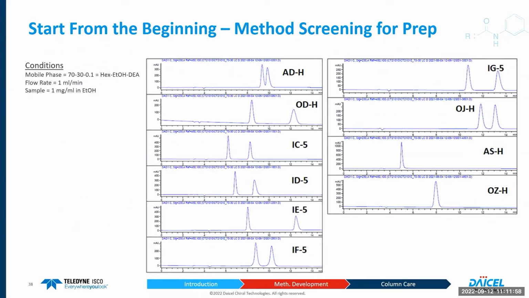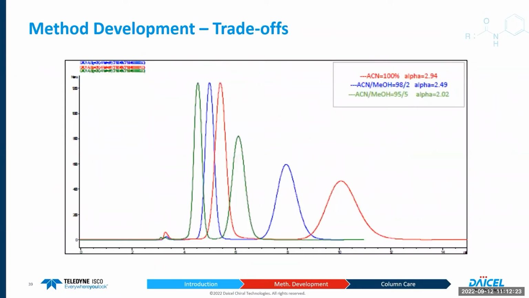This is normal phase conditions, but again, imagine this is CO2 ethanol instead of hexane ethanol. The result would be the same, and the approach would be the same. You've got a separation here on a number of different columns. The question, of course, would be what column should I then pick to move forward into optimization for a preparative separation? And really, it ends up coming down to trade-offs.